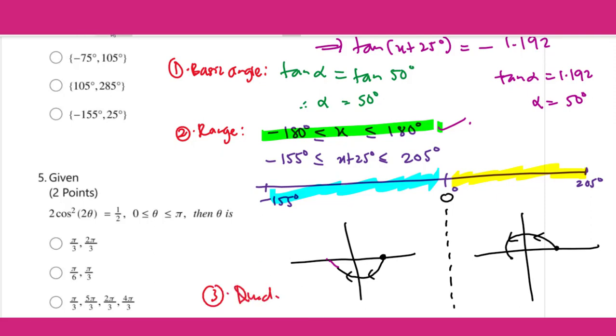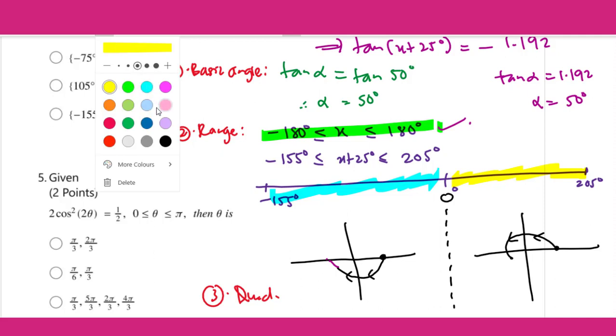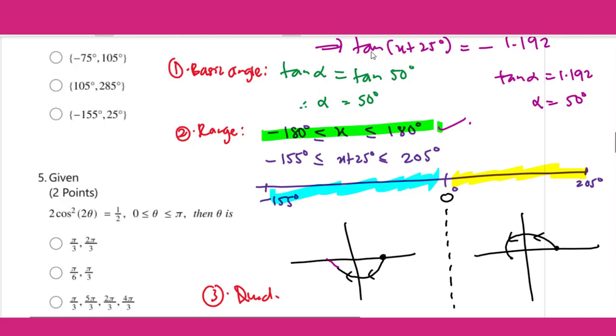And the third step is check the quadrant. Tangent, just before you take the basic angle, is negative. Tangent negative means that the angle lies in the second and fourth quadrants. Draw the line, and this is alpha. So you have 2 points. First, this is one answer for the positive part, and one answer for the negative part.